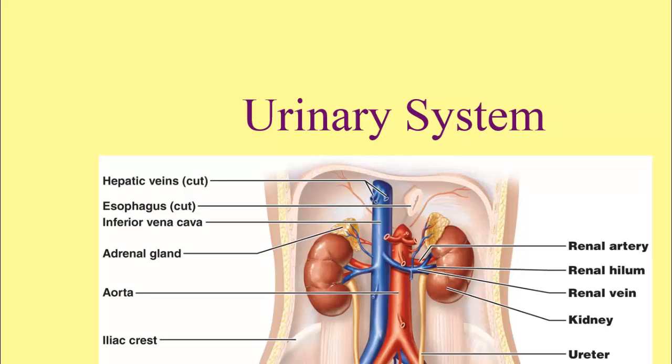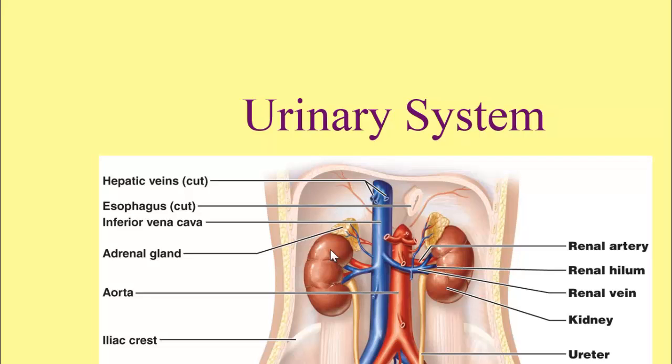All right, so the urinary system. We talked a lot about the urinary system in lab, so you should be familiar with some of the basic structures like the kidneys and the renal artery, renal vein. Remember, the renal artery brings blood that needs to be filtered into the kidney, and then that filtered blood comes back to the vascular system through the renal vein.